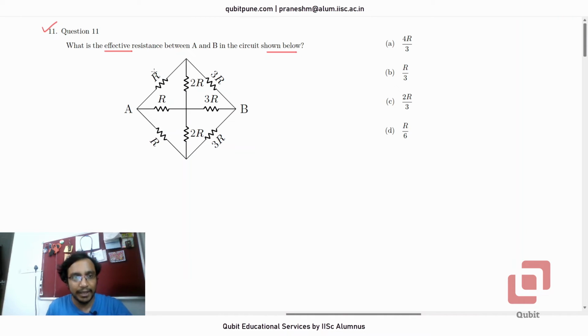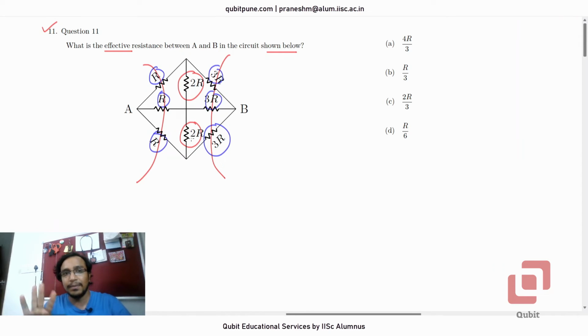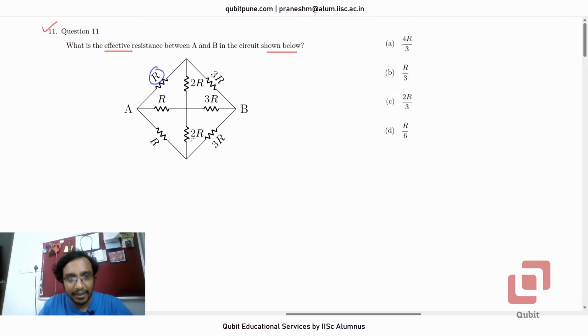So we have resistors R here, and we have resistors 3R, 3R and 3R here. And in between them there exist two resistors 2R and 2R here. So clearly R, R, R, 3R, 3R, 3R and 2R, 2R. So there is some kind of symmetry, right? Especially if you look at the top branch and the bottom branch.